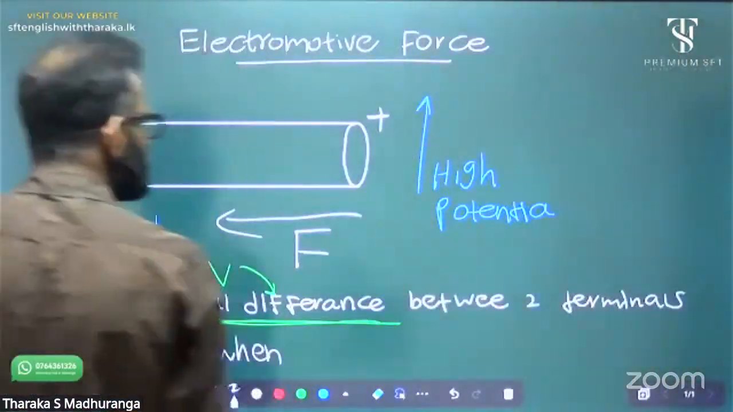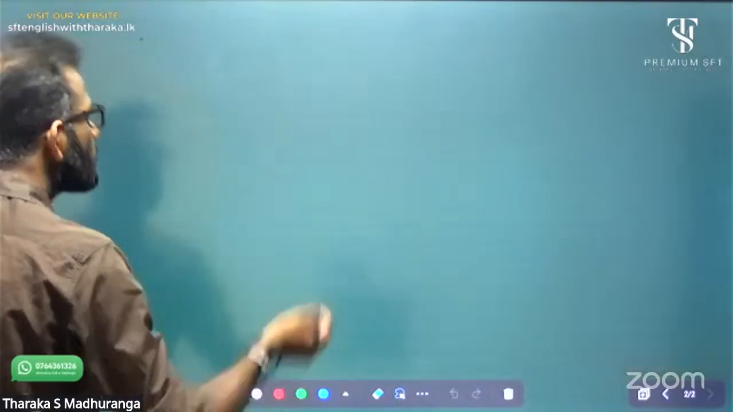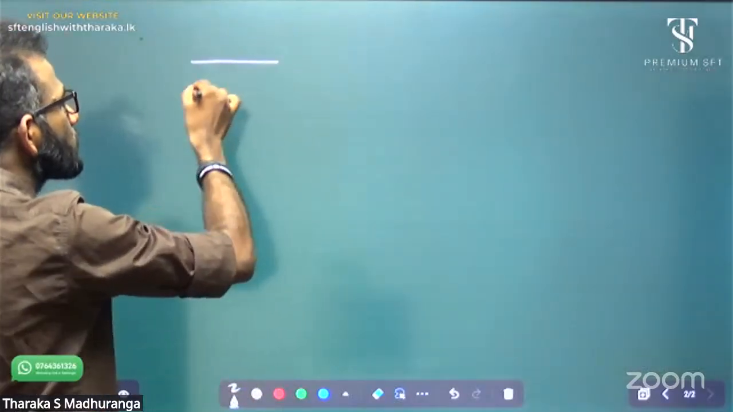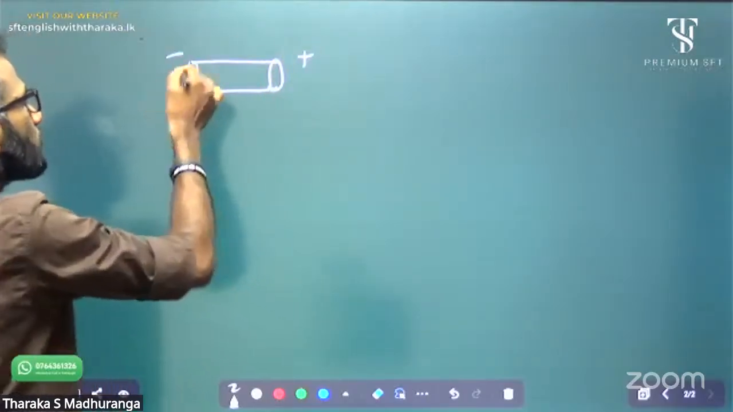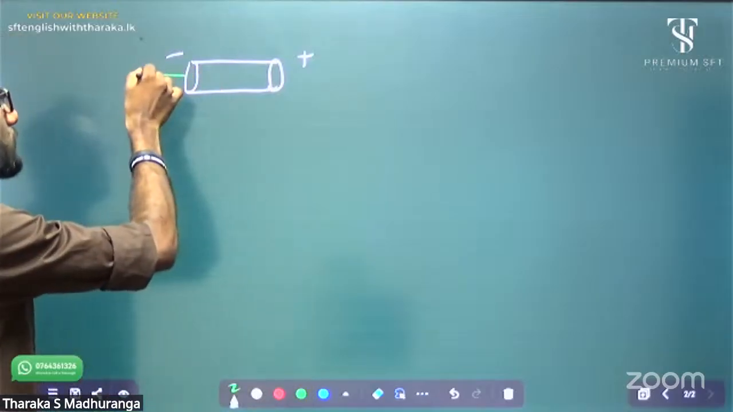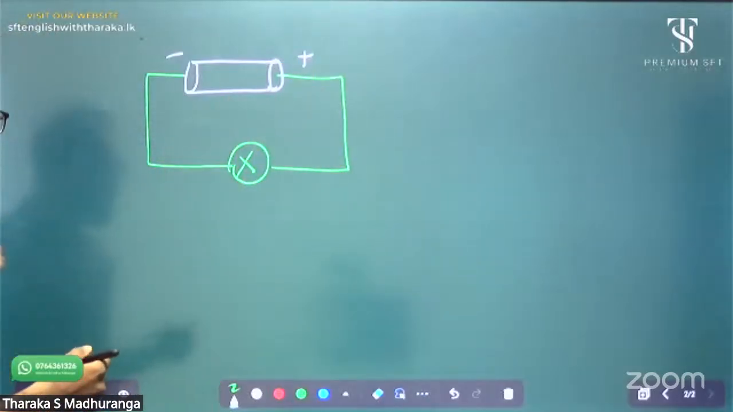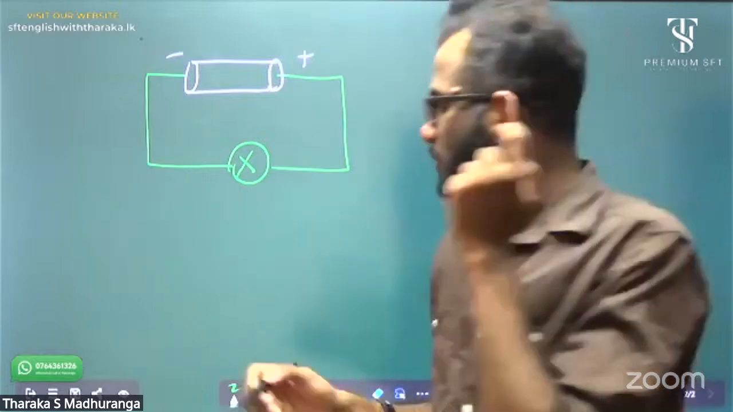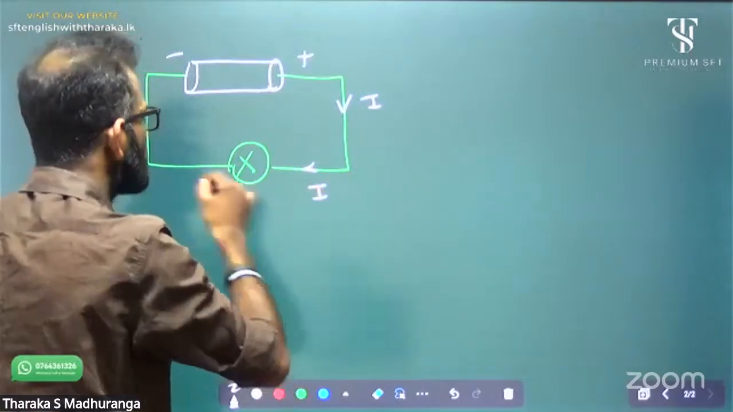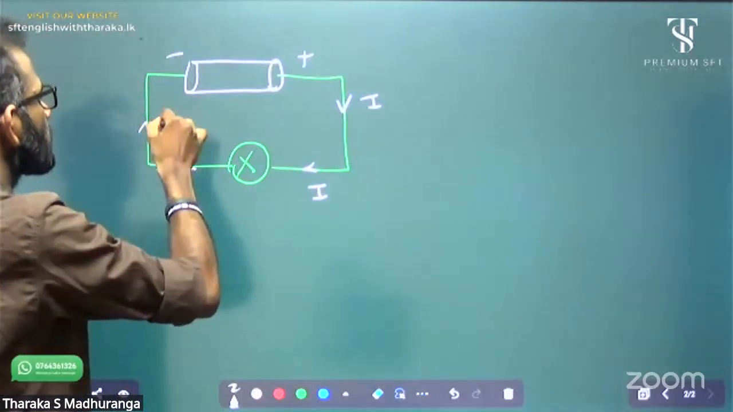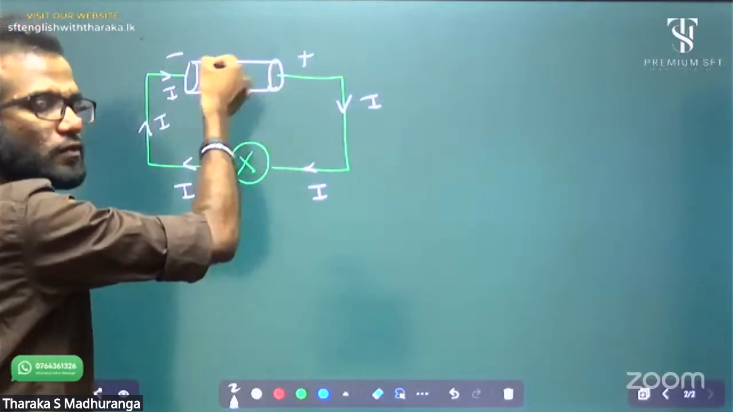When I connect this battery into a circuit, what happens? It passes a current, right? Now think this is a battery. This is the positive terminal and this is the negative terminal. If I connect this battery into a circuit like this, think it is a bulb. Now what happens? From positive potential to negative potential, the current is flowing, right? Current is flowing through this circuit. Then electrons flow into this cell.